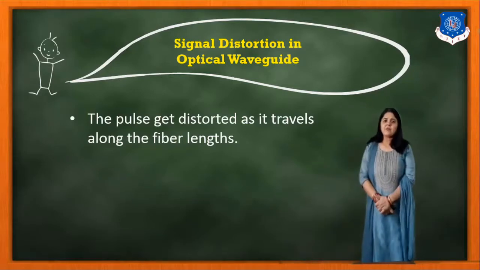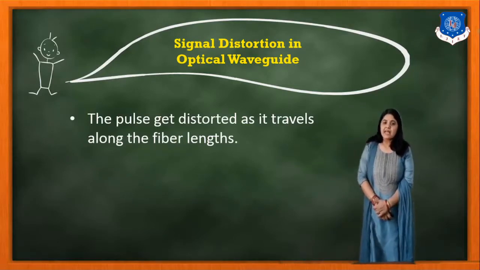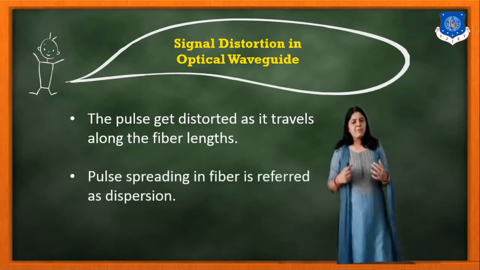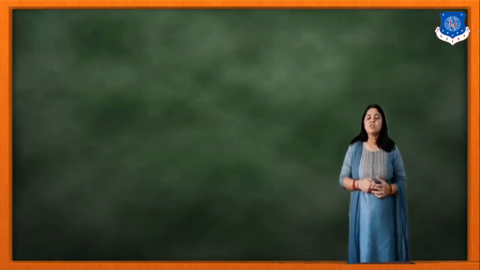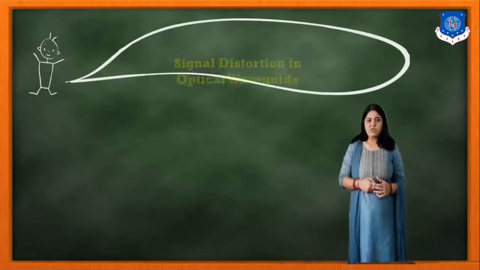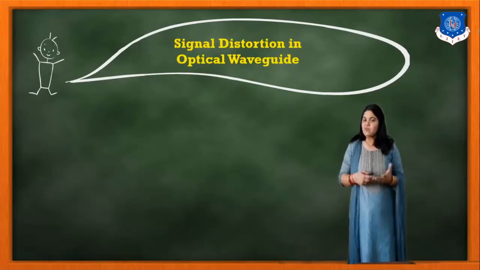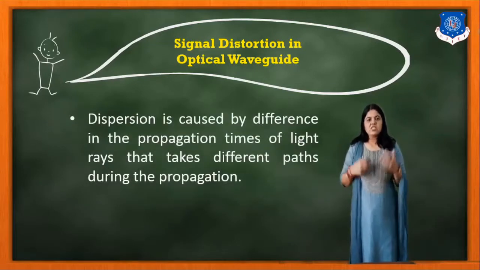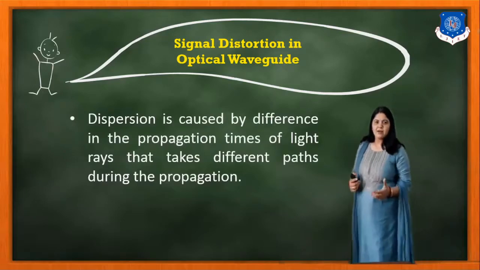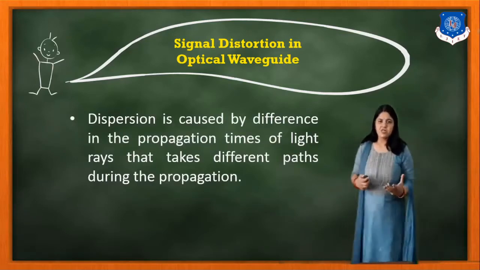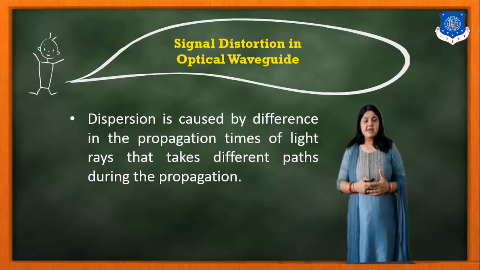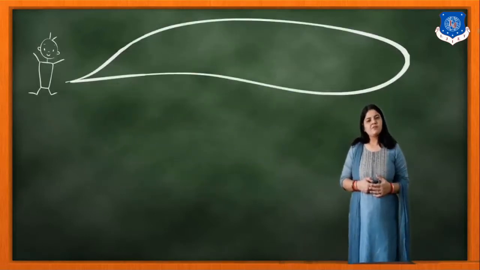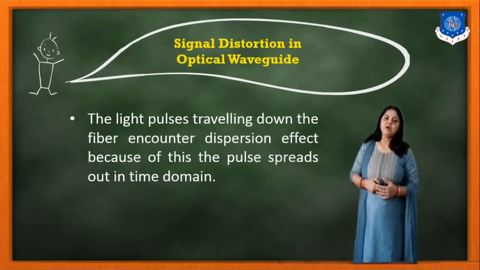Now the next thing, that is the signal distortion in the optical waveguide. Now as we know, the pulse gets distorted as it travels along the fiber length. So pulse spreading is also referred to as dispersion. So what is dispersion? The pulse broadening is referred to as dispersion. Dispersion is caused by the difference in the propagation times of the light rays that take different paths during the propagation. This way the dispersion can occur.